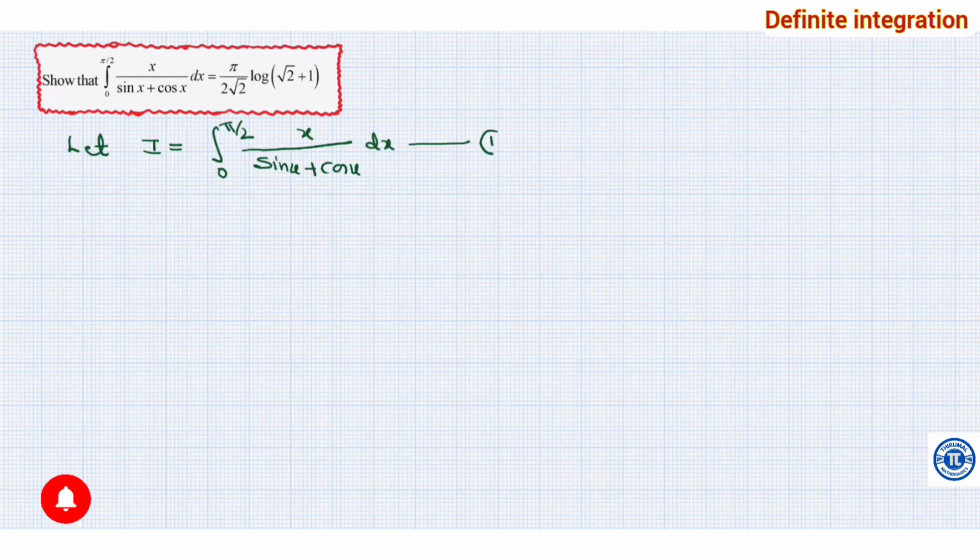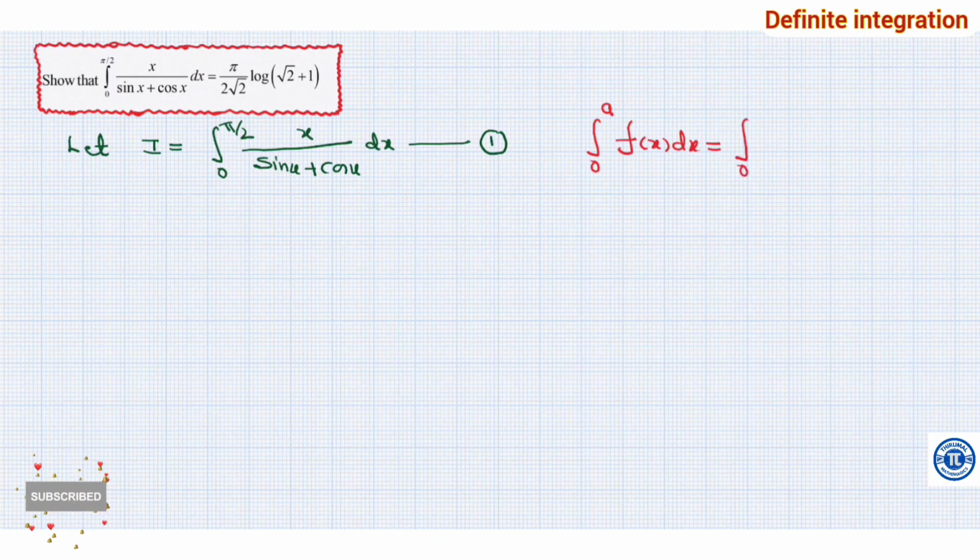Let this be equation number 1. Once again, you are given the LHS, integration 0 to pi by 2 of x by (sin x plus cos x) dx. Now apply King's rule: integration 0 to a of f of x dx is equal to integration 0 to a of f of (a minus x) dx.